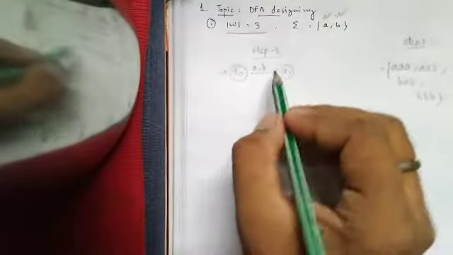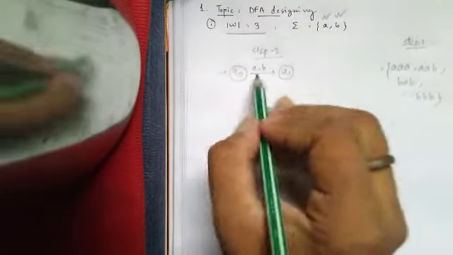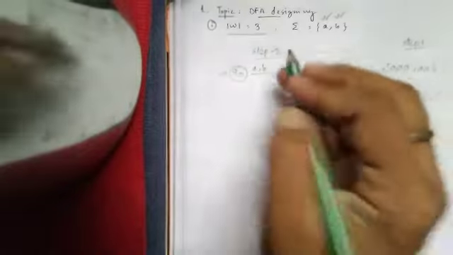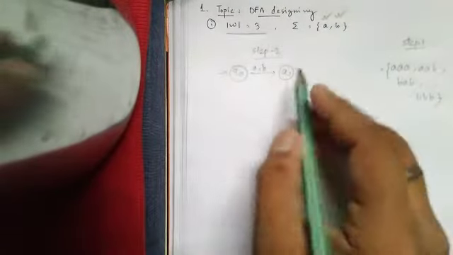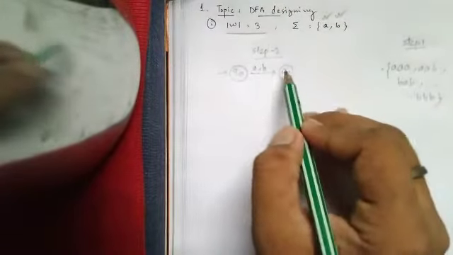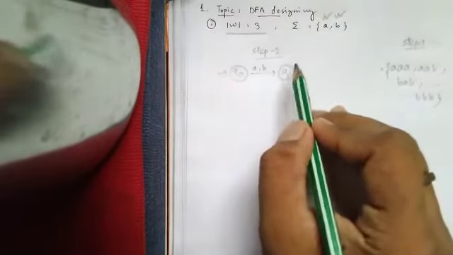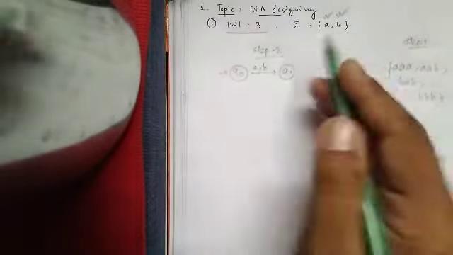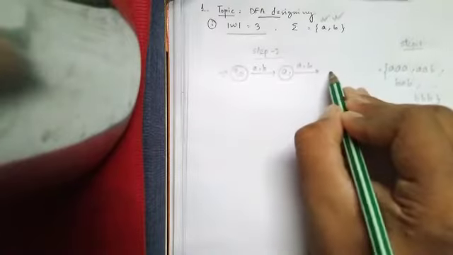Whenever we are in Q1, it means we have traversed a string of length 1. So a very important point: when we are present in the Q1 state, this means we have traversed a length 1 string.